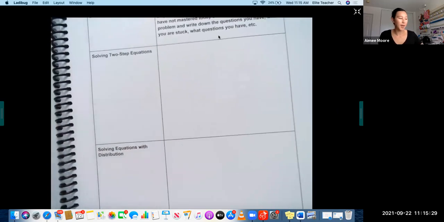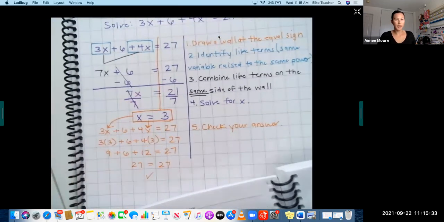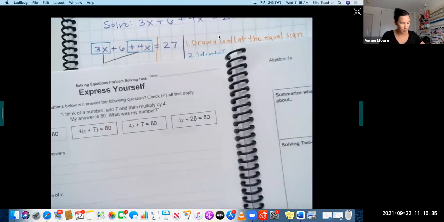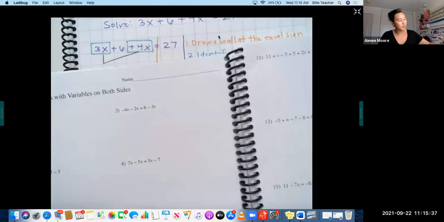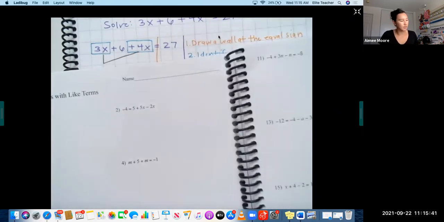Okay, then let's go back to solving equations with like terms and go ahead and open your workbook to that assignment on page 16.